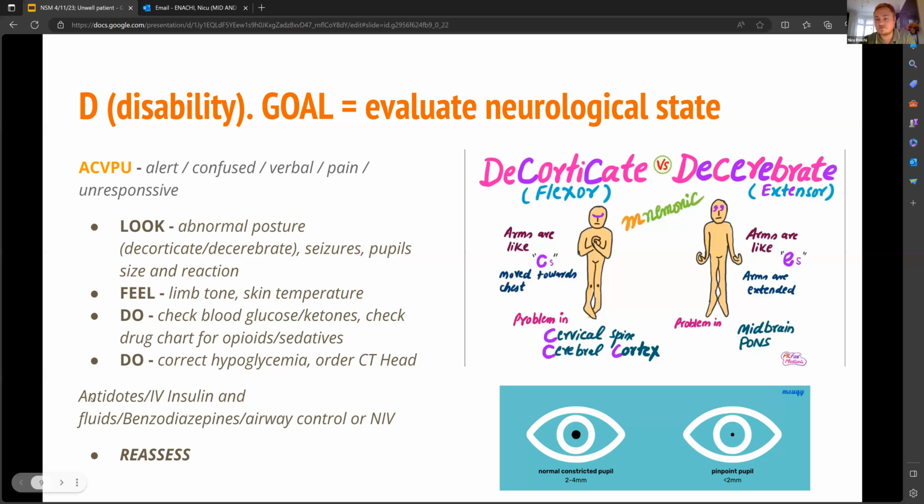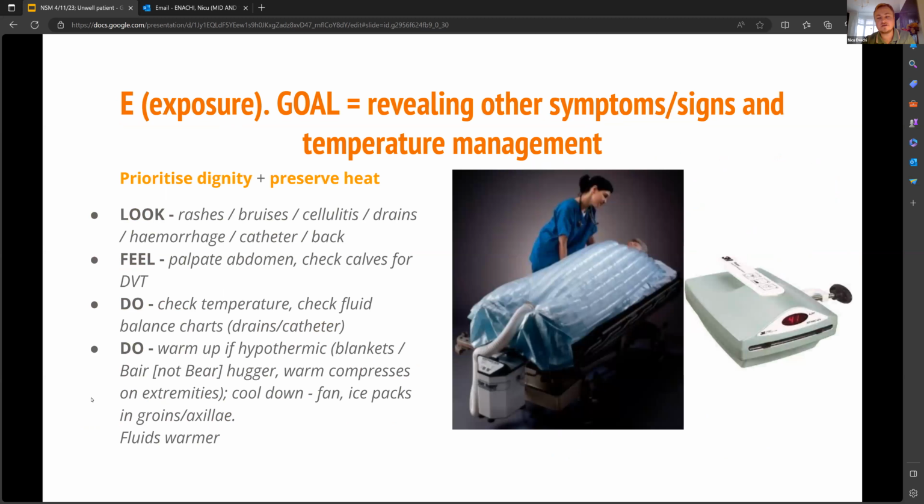So think about antidotes, commonly naloxone for opioids, flumazenil for benzos. Think about giving fluids, benzos if they have seizures, and think about, again, reassessing that airway. If your patient has seizures, you're not sure, are they actually maintaining their airway? Reassess what you've done at this stage before you move on to E. Again, frequently overlooked, but equally important.